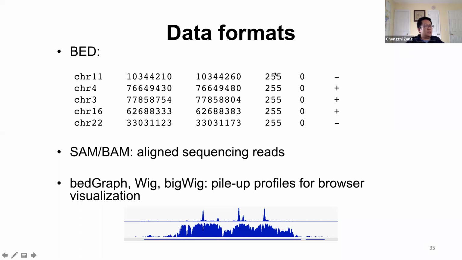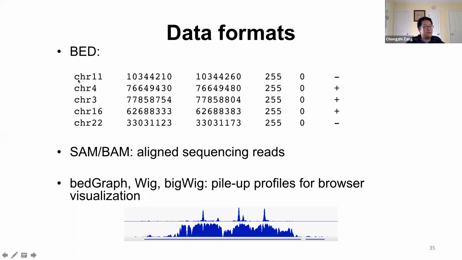Sorry, I think I may have said it wrong. The fourth column should have been the score, and the fifth column is the name identifier, which can be a random identifier. For bedGraph format, they only have the first four columns as a bed format, and the fourth column is a score that represents the height, or whatever the score of this region.